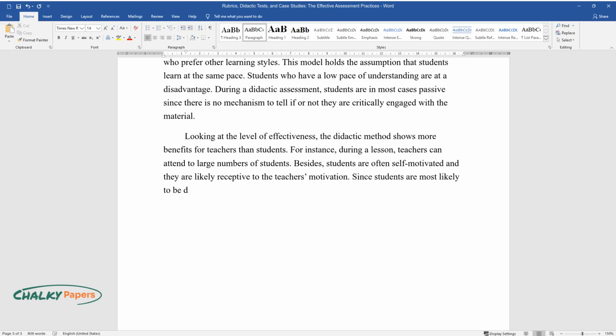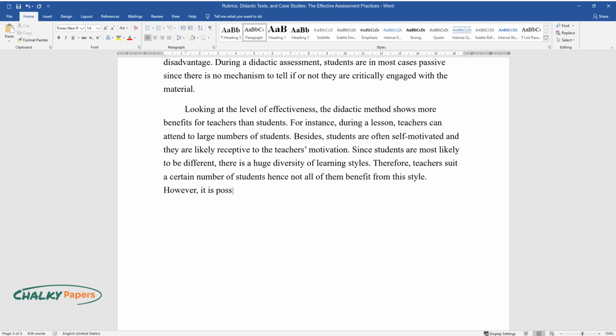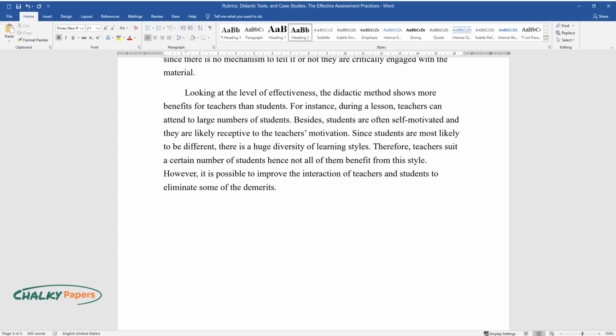Since students are most likely to be different, there is a huge diversity of learning styles. Therefore, teachers suit a certain number of students, hence not all of them benefit from this style. However, it is possible to improve the interaction of teachers and students to eliminate some of the demerits.